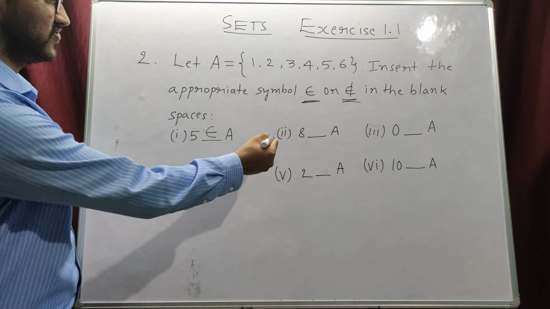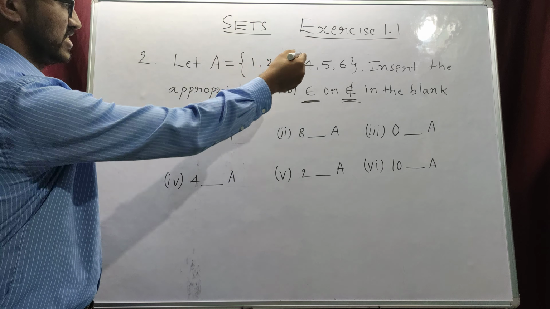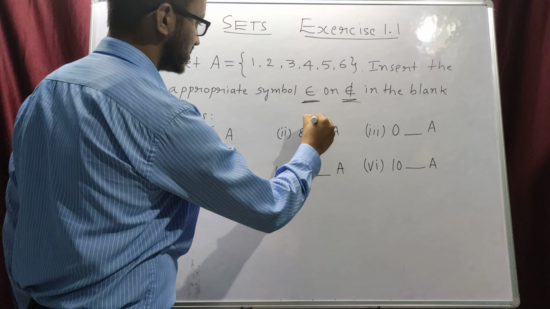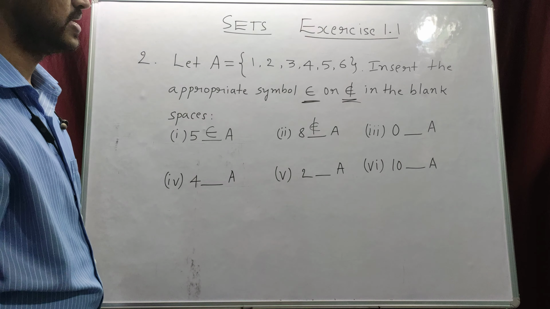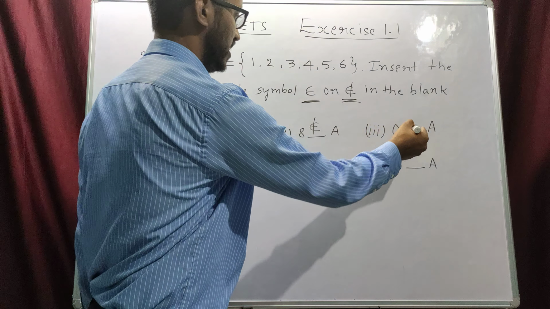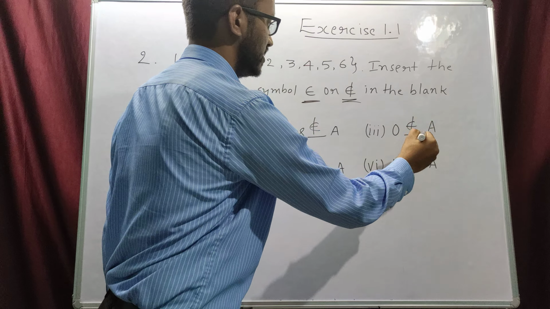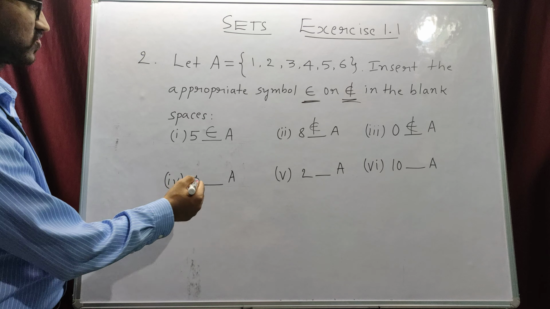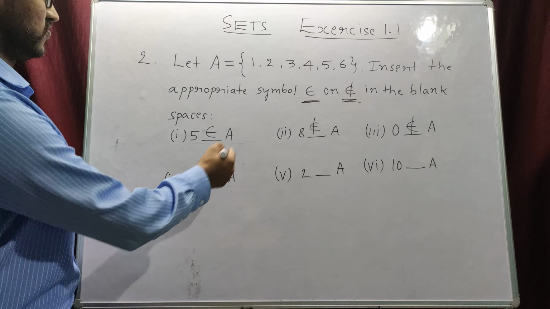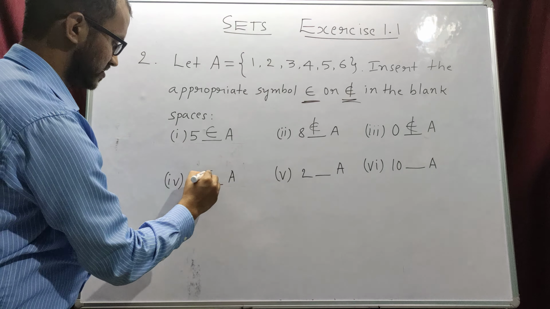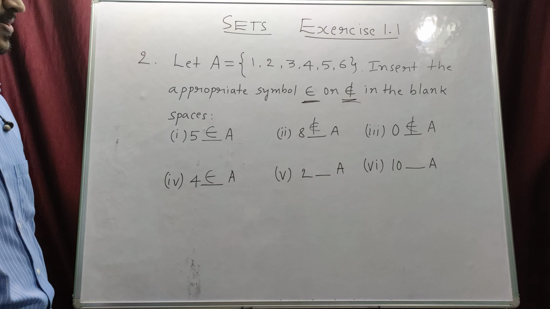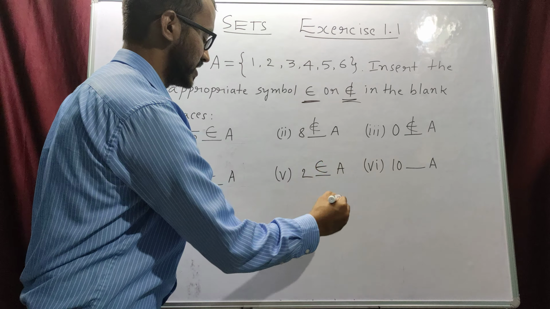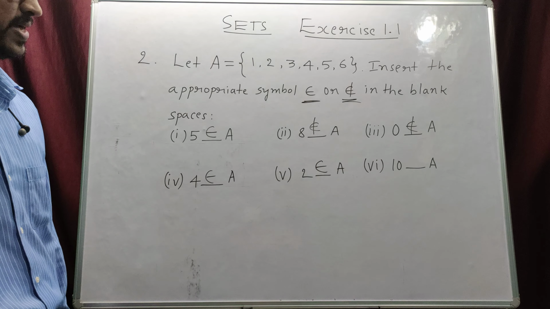Second one, 8. So since 8 is not an element of A, we can write 8 does not belong to A. Third one, again 0 is not an element of A. So 0 does not belong to A. Fourth one, again 4 is an element of the set. So 4 belongs to A. Fifth one, again 2 is an element of the set A. So 2 belongs to A.